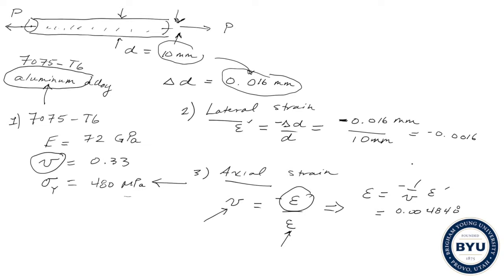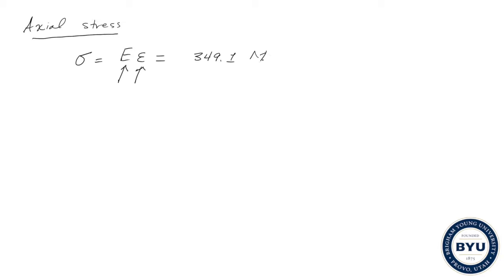Okay, now the axial stresses. So we've characterized the material. Okay, we have all the geometry. We now understand the internal deformations in the material. So what we need now is to understand the internal forces as expressed through the stress. Okay, so the axial stress then is just simply sigma equals E epsilon. We just computed epsilon, and E is given because it's an aluminum alloy. And so this becomes 349.1 megapascals.